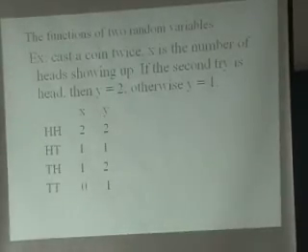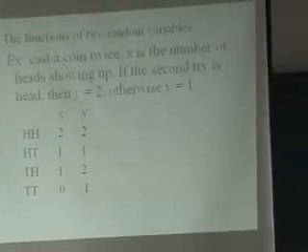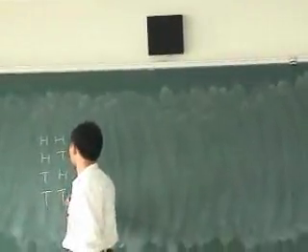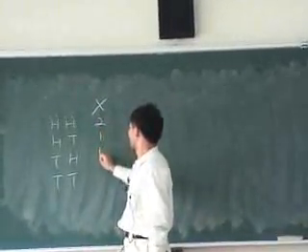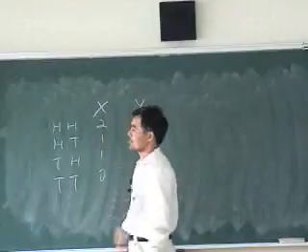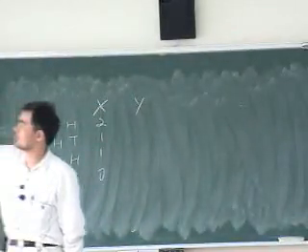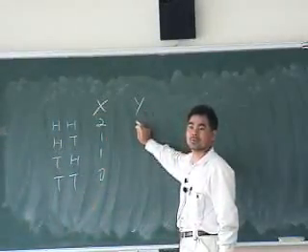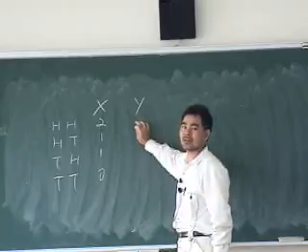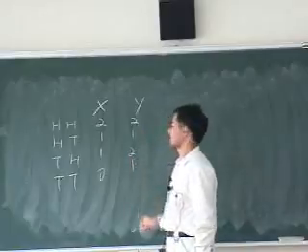So we cast a coin twice. You have head-head, head-tail, tail-head, and tail-tail. X is the number of heads, so this is going to be 2, 1, 1, 0. And for y, when the second try is a head, you get y equal to 2. So what about here? Y is equal to 2, and then 1, 2, 1.